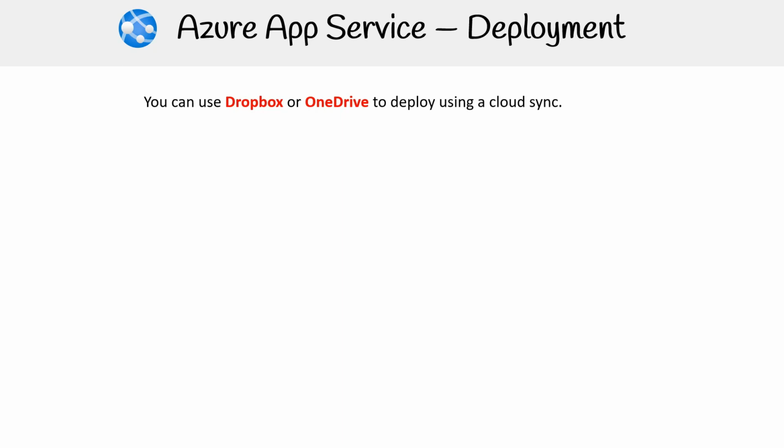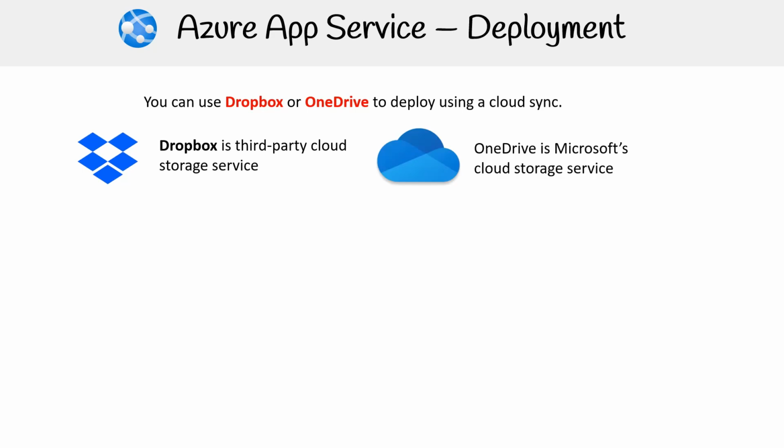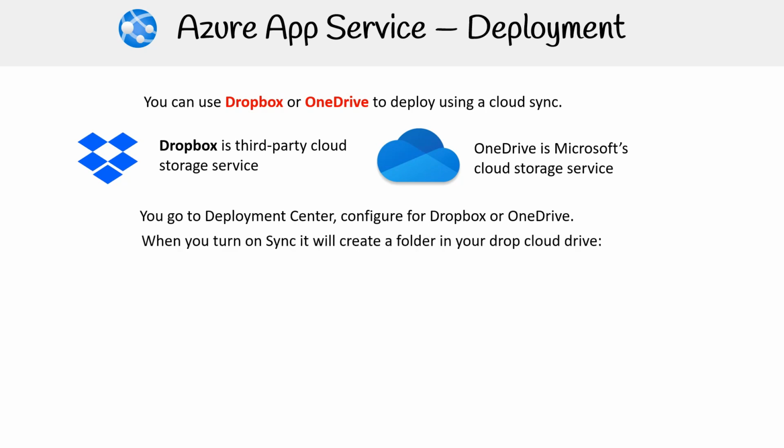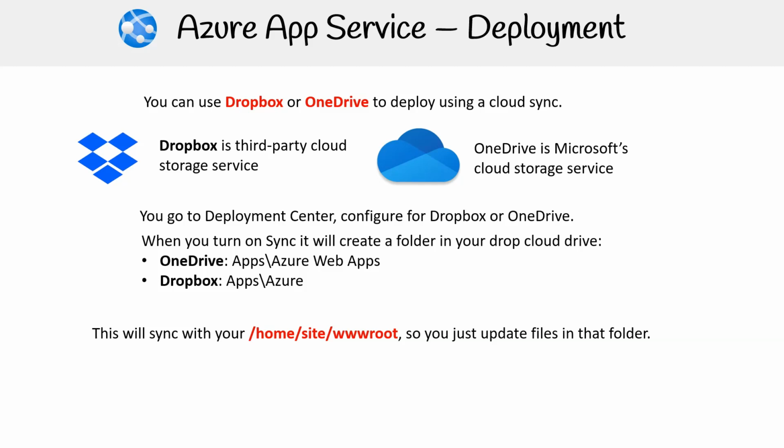You can use Dropbox or OneDrive to deploy using a cloud sync. Dropbox is a third-party cloud storage service. OneDrive is Microsoft's cloud storage service. You go to Deployment Center and configure for Dropbox or OneDrive. When you turn on sync, it will create a folder in your Dropbox cloud drive: OneDrive Apps, Azure Web Apps; Dropbox Apps, Azure. This will sync with your home site wwwroot, so you just update files in that folder.